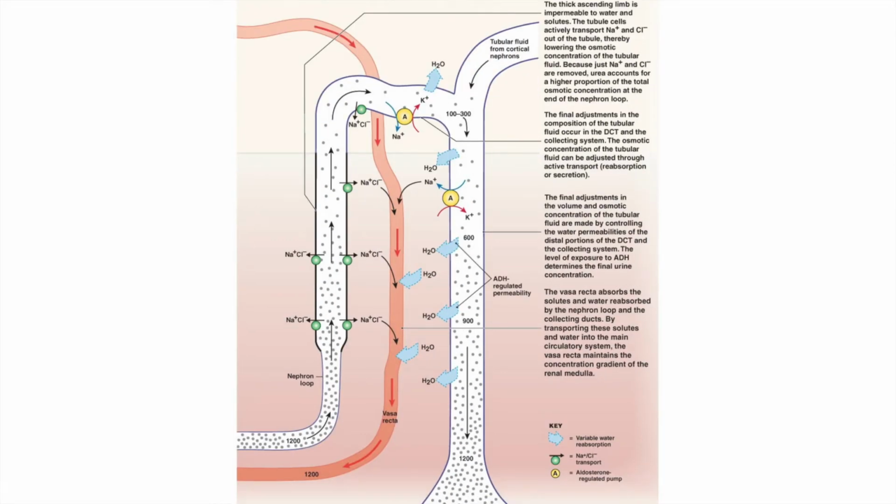In the ascending limb of the nephron loop, sodium and chloride are transported out of the filtrate, and this lowers the osmolarity. So here we are coming up here. Osmolarity is getting lower. Then in the distal convoluted tubule and collecting duct, reabsorption of water and ions is hormonally regulated. Water and ions that are reabsorbed are carried away by the vasa recta here, and that maintains the osmotic gradient in the medulla.